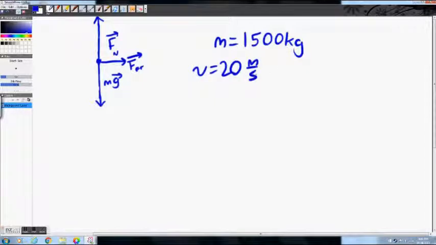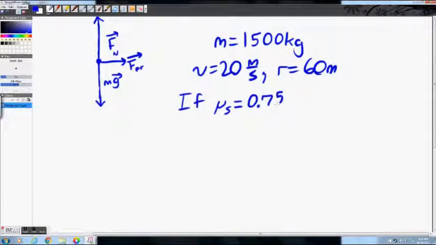Say you have a car of mass 1,500 kilograms, and it's traveling at a velocity of 20 meters per second, and the radius of the curve it's traveling around is 60 meters. The question is, will the car follow the curve if mu s equals 0.75?